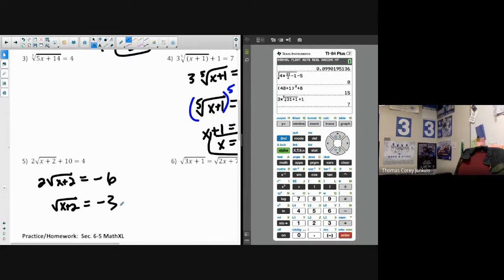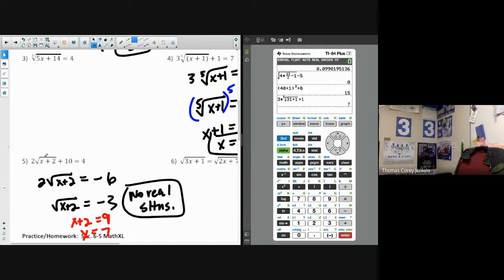Okay, now at that point, if you think about this, there's no number that would have a negative square root. Okay, we're not dealing in imaginary numbers right now. So you might see here that this has no real solutions. If not, you keep going, and if you see it here, fine. If not, then you'd square both sides. You'd get x plus 2 equals 9, and x equals 7.